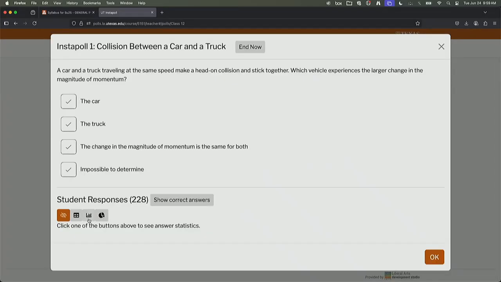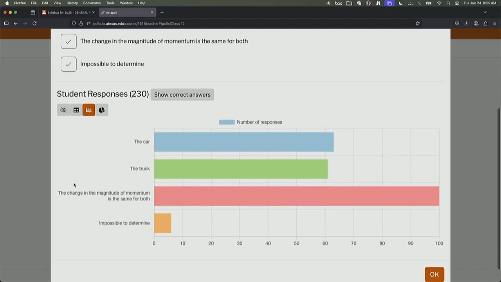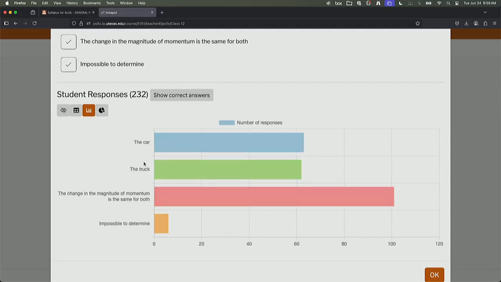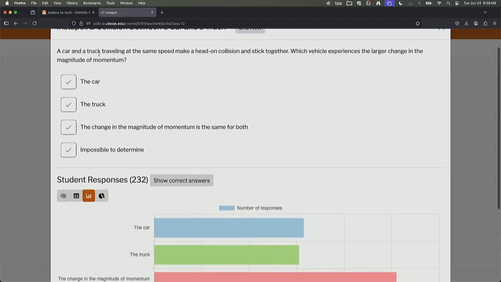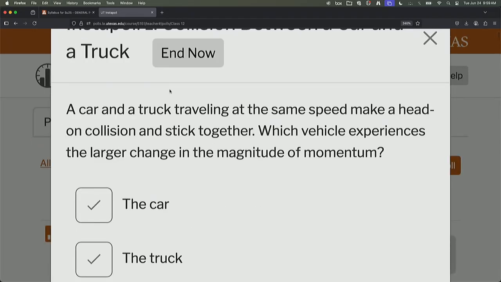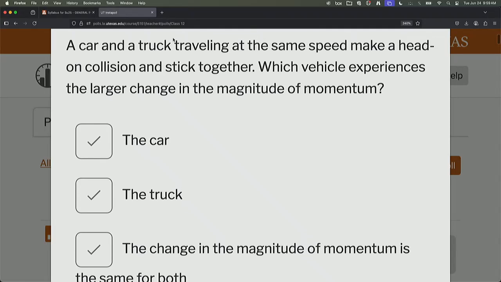Okay, let's see what we have so far. The popular answer is that the change in magnitude of the momentum is the same for both, then we have the car and the truck about the same. There's a question on the discussion about the truck being more massive. Yes, you can assume that. It doesn't say in the problem itself, but you can assume the truck is more massive than the car. They're traveling at the same speed. If the truck has more mass, it has more momentum. They collide, they stick together. Which vehicle experiences a larger change in momentum?